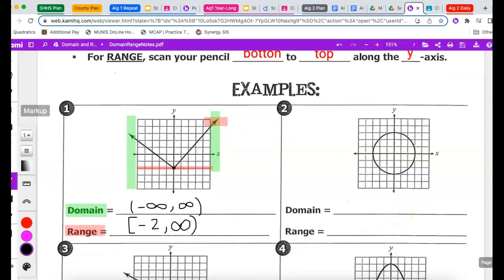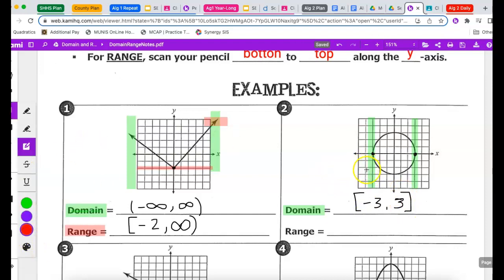So we're going to go through some of the examples. We're going to do the domain first. So we're going to go from left to right. So here's my leftmost point. Here's my rightmost point. So I need to count those numbers. So it goes over to -3 and over to +3. So I use -3 and +3 as my two numbers. Since they're both right on the graph and they're numbers, we're going to use a bracket because it includes -3 and 3.